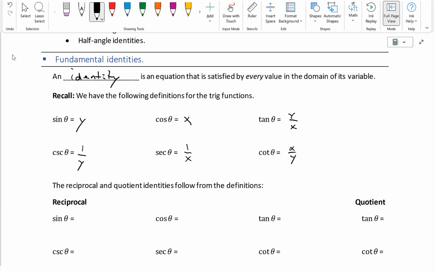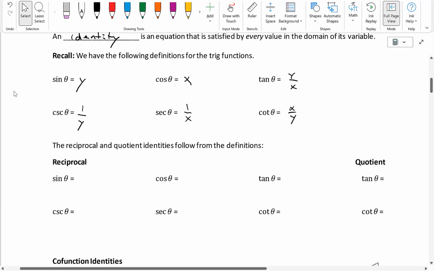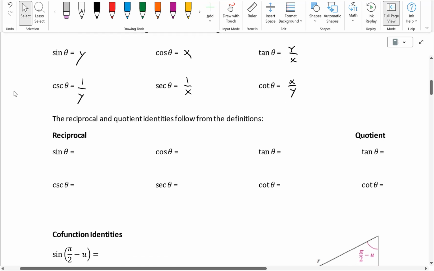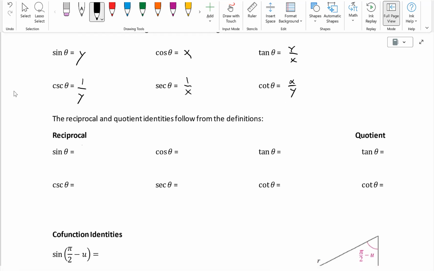The reciprocal and quotient identities follow from those definitions. For sine then, we had 1 over cosecant theta for our reciprocal. And likewise, cosecant theta would be equal to 1 over sine theta. Cosine theta would be 1 over secant theta. And secant theta is equal to 1 over cosine theta. Tangent theta would be equal to 1 over cotangent theta. And cotangent theta equal to 1 over tan theta. So those are all our reciprocal identities.